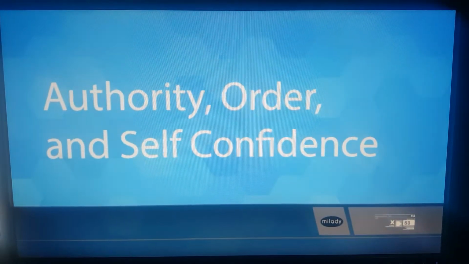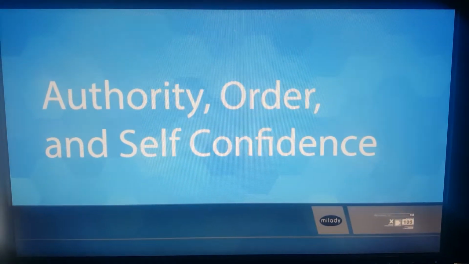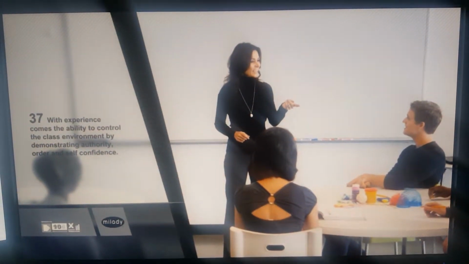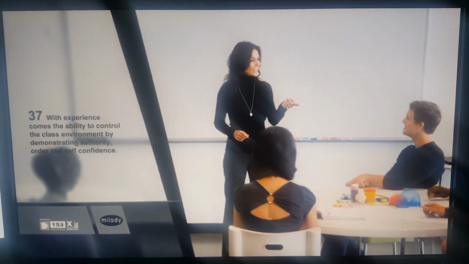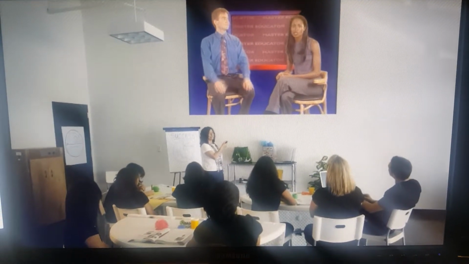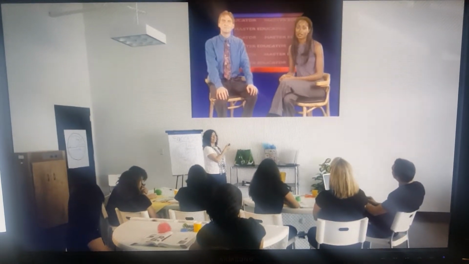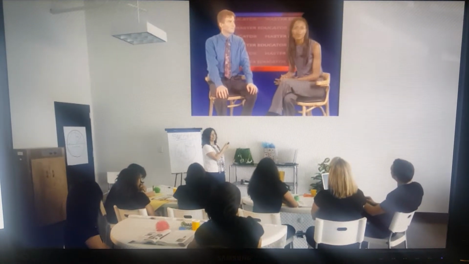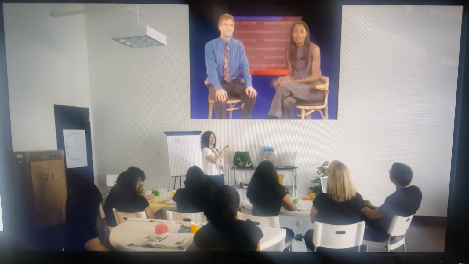Authority, order, and self-confidence. With experience comes the ability to control the class environment by demonstrating authority, order, and self-confidence. Everyone has a bad day now and then. A student may come late to class or be in a cranky mood. Sometimes disagreements will occur among students or between a teacher and a student. We call these situational barriers, difficult or unusual events that are, for the most part, temporary.